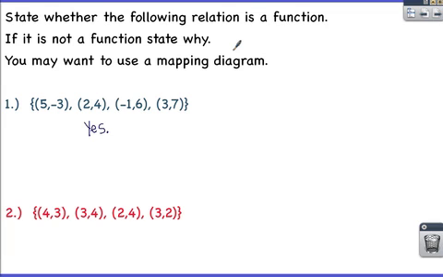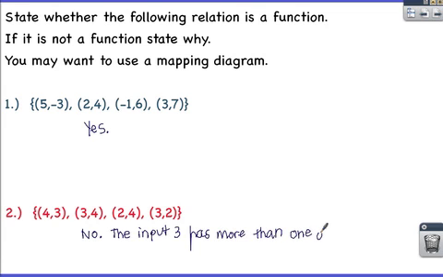You try number 2. Pause the movie and resume when you're ready. Number 2, you'll notice that the input 3 sometimes gives an output of 4 and sometimes gives an output of 2. So this is not a function. The reason why is because the input 3 has more than one output.